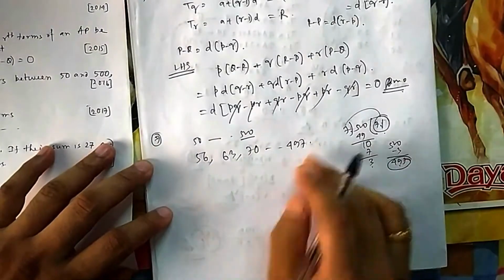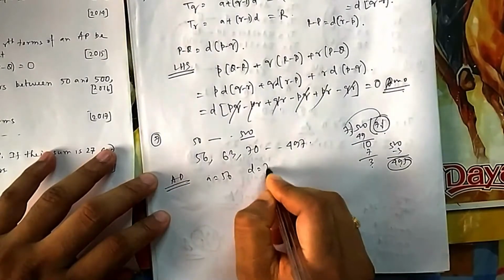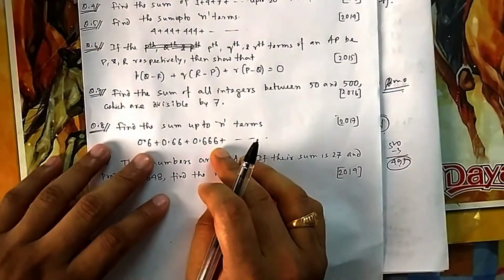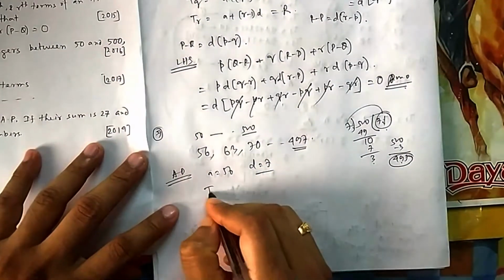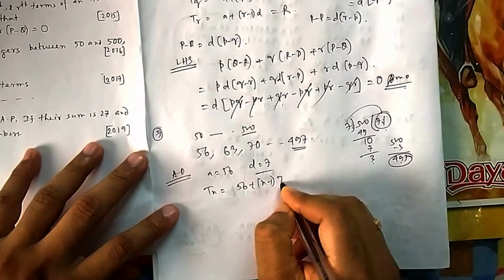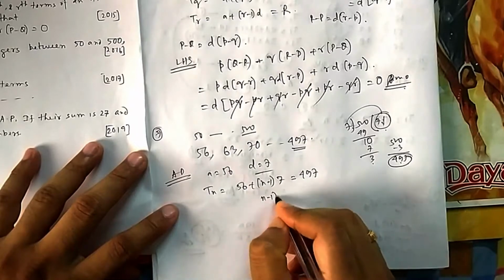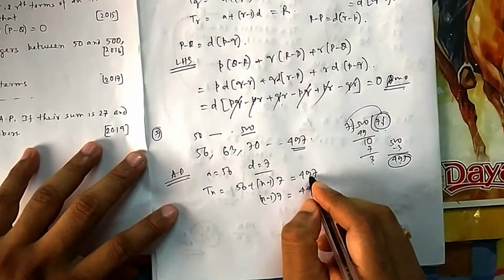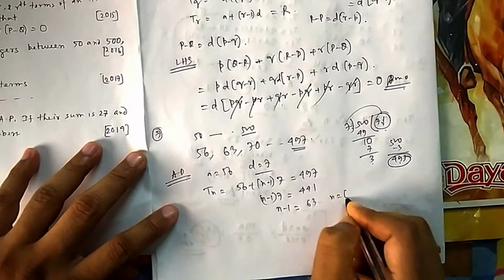So you know it is an AP now. It is an AP whose first term A is 56, common difference is 7. Now you can calculate anything. What they asked you to find is the sum. For that you need n. Your last term is 497. So Tn is A plus n minus 1 into D, which is equal to 497. If you calculate from here, you get n minus 1 into 7 is equal to 441. So n minus 1 will be equal to 63, or n equals 64.